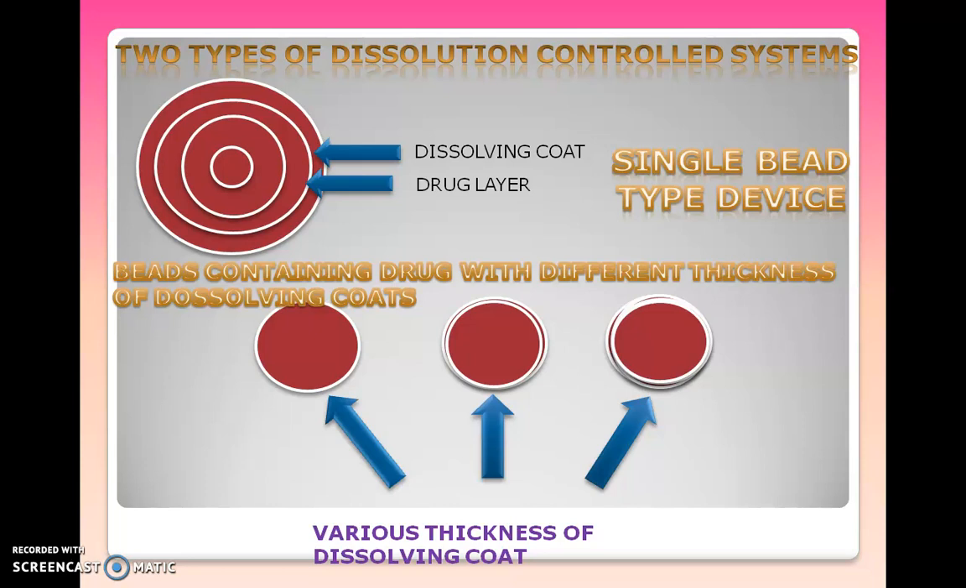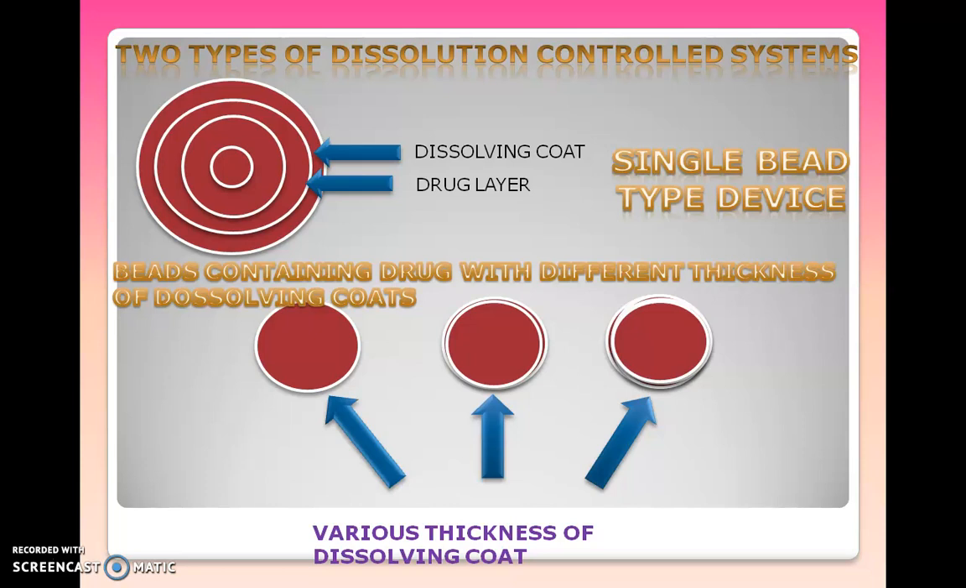Then thinly coated particles, they will release the drug after 2 to 3 hours. Intermediate thickness of coating, they may release the drug after 4 to 5 hours, and thick coated particles, they may release the drug after 7 to 8 hours. Means what is our goal of sustained release? That is, the drug must release slowly and continuously. That can be achieved by this system.